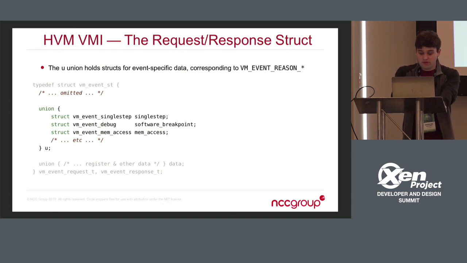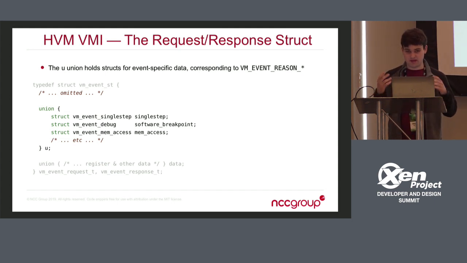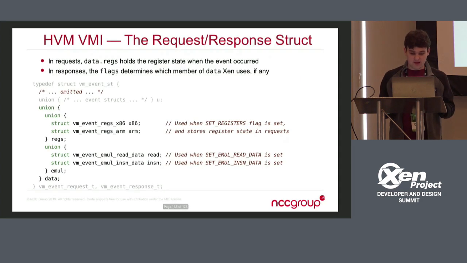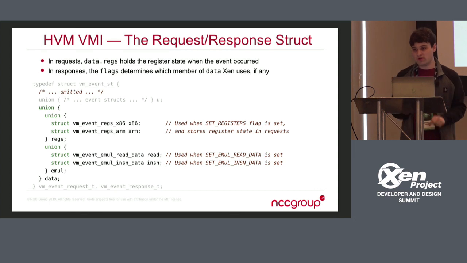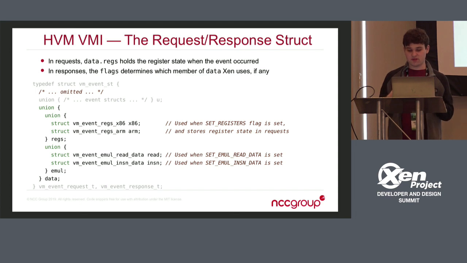The u union is basically just a union of structs which contain data referring to the particular event types. For every event reason, there is an event struct containing data about that event. And then the data union is kind of weird. It's a union of unions, so there are 4 possibilities. When you get a request, the request is always going to contain the register data at the time of the event. So data.regs, in our case x86, is going to contain an abbreviated version of the registers. It's a different struct than that earlier HVM register struct I mentioned.